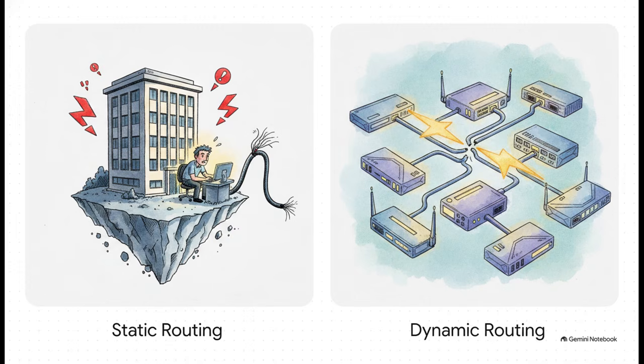It just doesn't adapt. On the other side, we have dynamic routing. These protocols are the real heroes here. They automate all that reachability information, they dynamically recalculate paths when failures happen, and they can easily scale to thousands of routers without you ever having to lift a finger once they're configured.